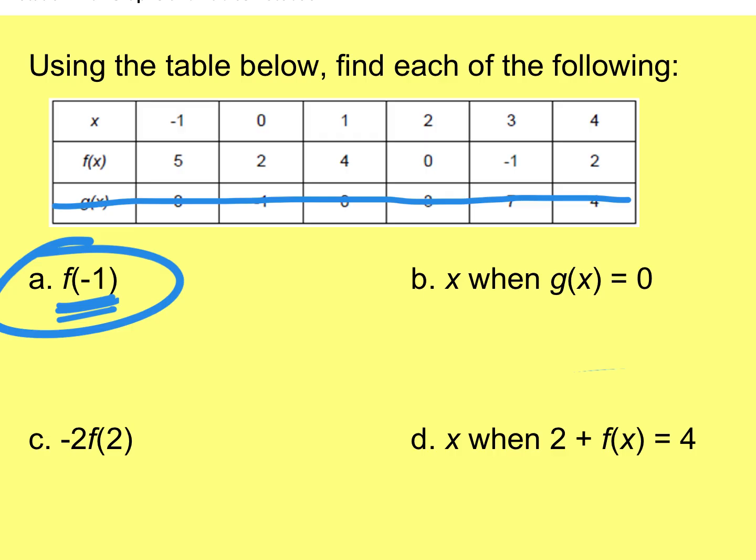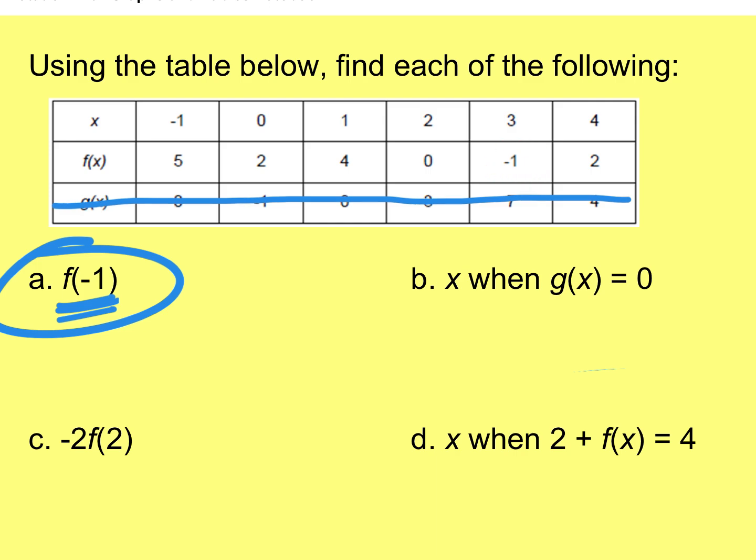Now, f of negative 1, it's really common for people to go, okay, well, there's the answer. If you think about it, if that's the answer, then what's the answer? That's not the answer. That is not f of negative 1. Otherwise, all you've got is f of negative 1 again. You don't have an answer.